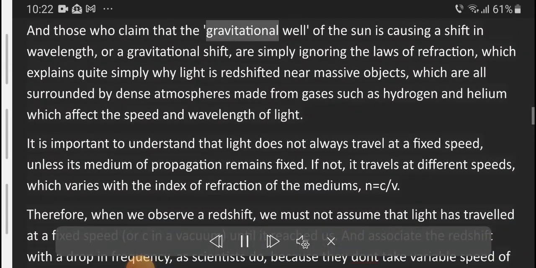And those who claim that the gravitational pull of the sun is causing a shift in wavelength, or a gravitational shift, are simply ignoring the laws of refraction, which explains quite simply why light is redshifted near massive objects, which are all surrounded by dense atmospheres made from gases such as hydrogen and helium which affect the speed and wavelength of light. It is important to understand that light does not always travel at a fixed speed, unless its medium of propagation remains fixed. If not, it travels at different speeds, which varies with the index of refraction of the mediums, v equals c/n.